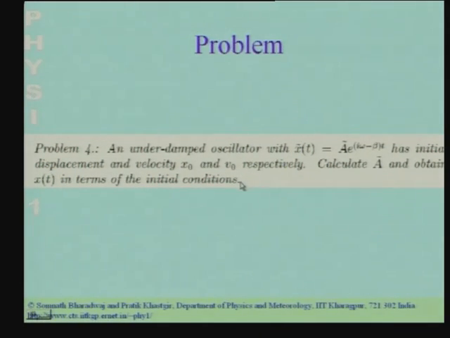Now, the problem which we are given: we have to calculate the constant, this complex amplitude A tilde, in terms of the initial position and the initial velocity, and having calculated this, we have to determine x of t, the position as a function of time, in terms of the initial conditions. So, this is the problem which we shall take up.